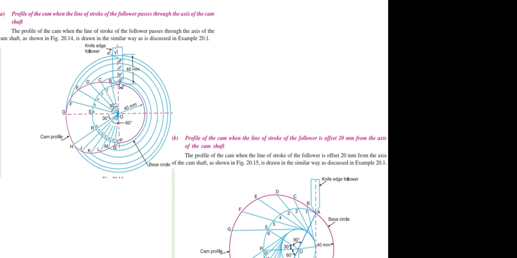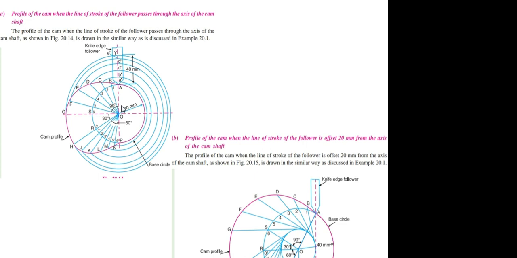So OA is the initial position of the axis of the follower. From OA, mark theta O of 90 degrees, then theta D1 next 30 degrees, then the next 60 degrees is theta R, and the remaining 180 degrees is the second dwell period.